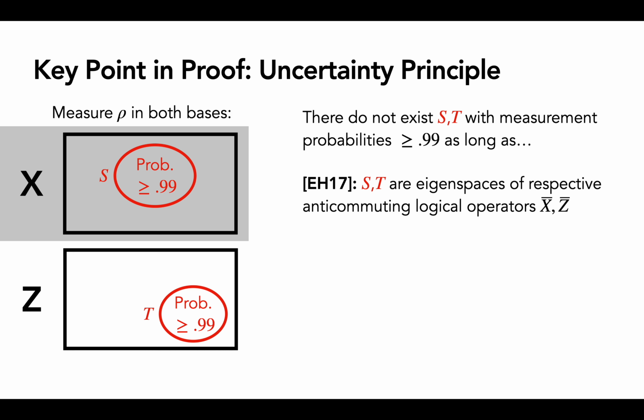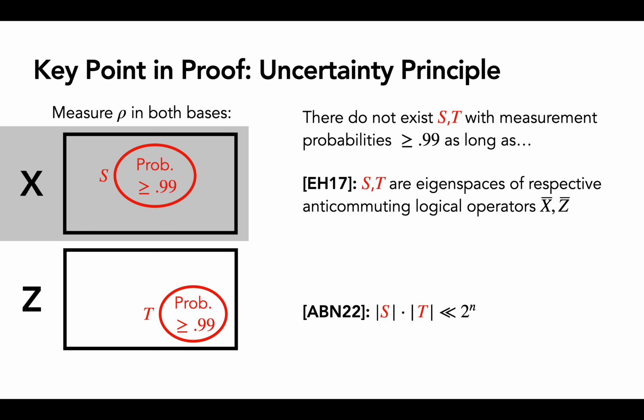So for instance, Eldar and Harrow used the property that if S and T are eigenspaces of respective anti-commuting logical operators, X bar and Z bar, then essentially we cannot find sets S and T such that rho has a high probability of landing in either one when we measure in the X or Z basis respectively.